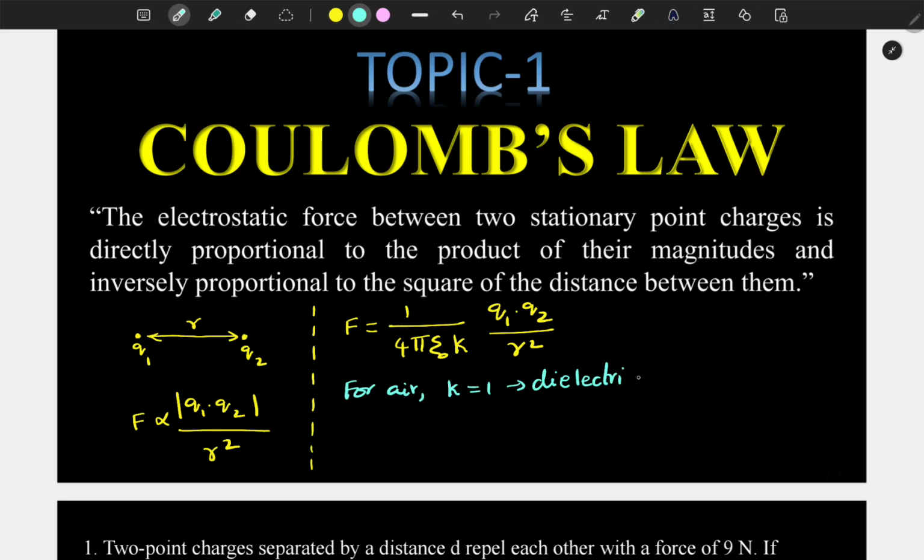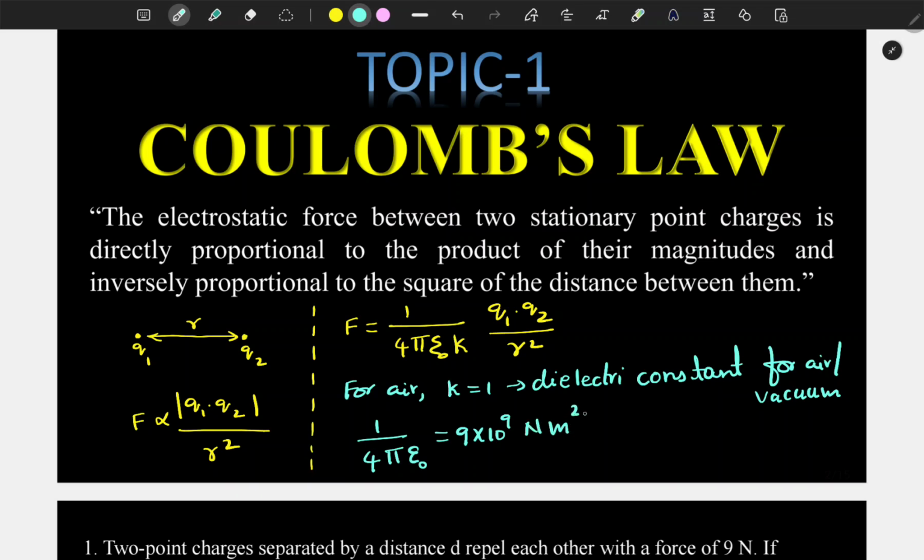Dielectric constant for air or vacuum is 1. So then what is the value of 1 divided by 4 pi epsilon naught? 1 divided by 4 pi epsilon naught is equal to 9 into 10 to the power 9 newton meter square per coulomb square.